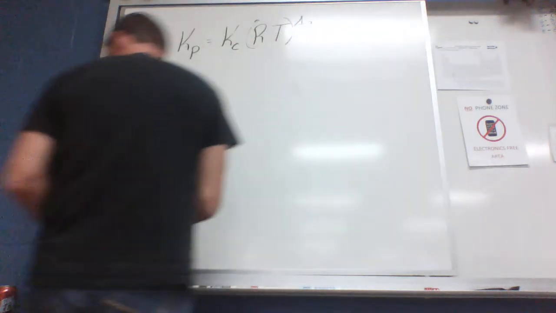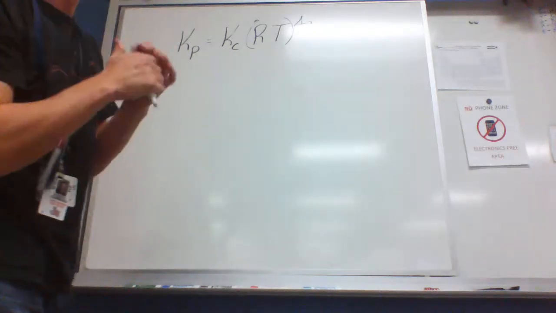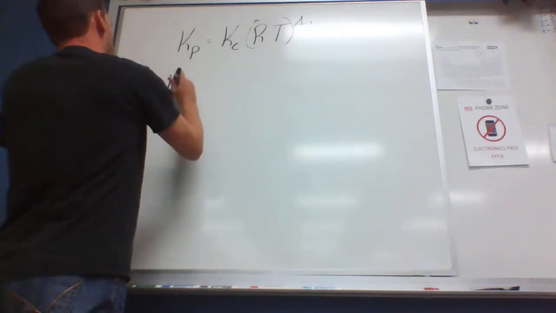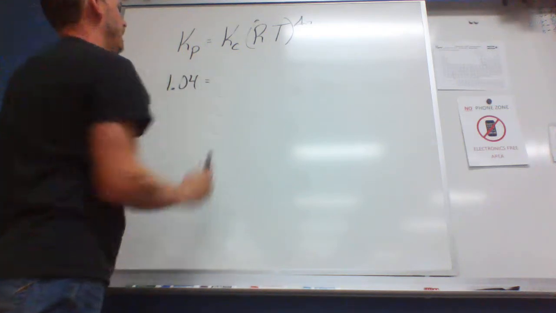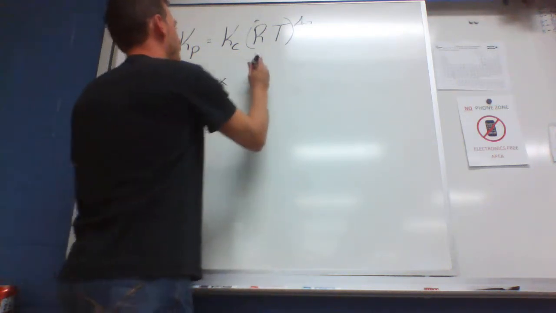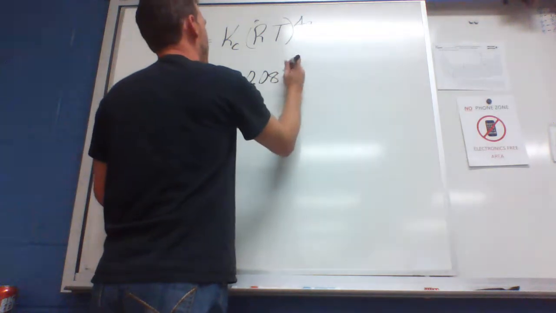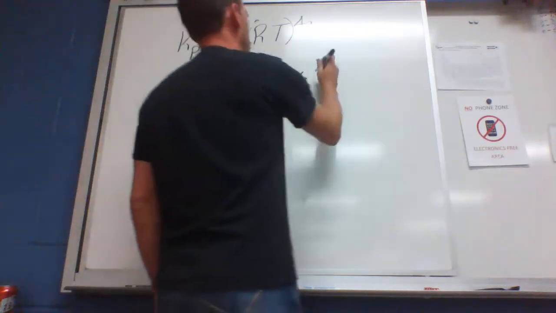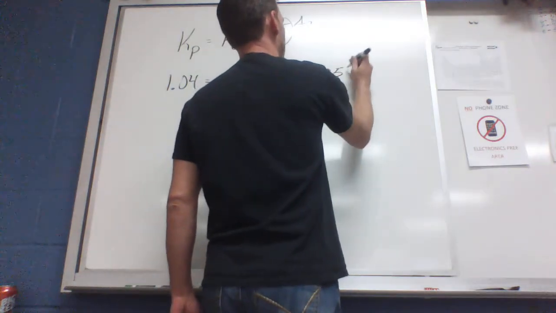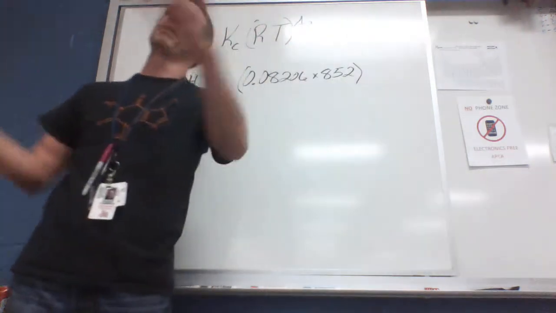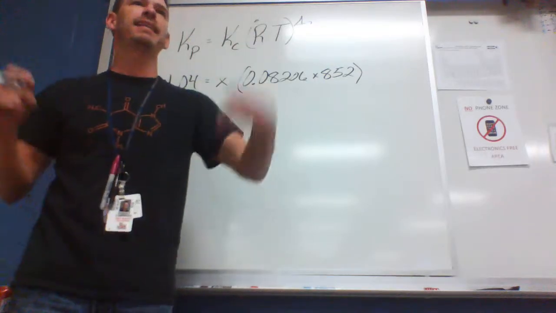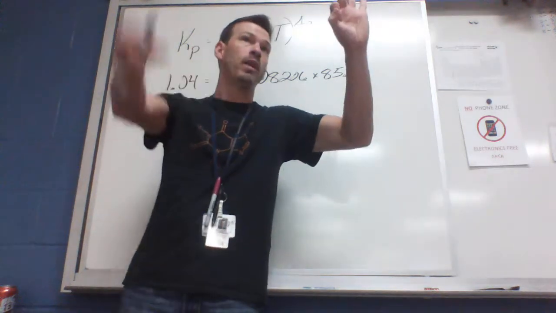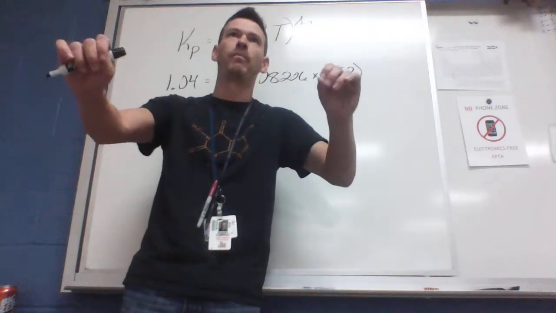Alright, so let's plug and chug. What I see here is I've got a KP of 1.04. I see that I've got a KC that's missing. I've got an R of 0.08206. I've got a temperature given to me of 852 Kelvin. And my change in moles tricked some of you. My total gaseous products is 4. They're both gases. There's 3 of one of the other, 4 total.